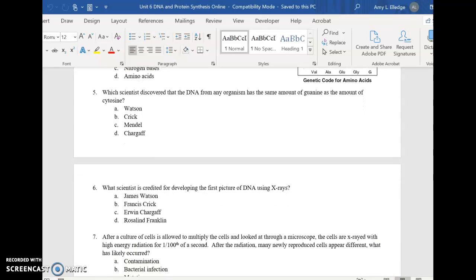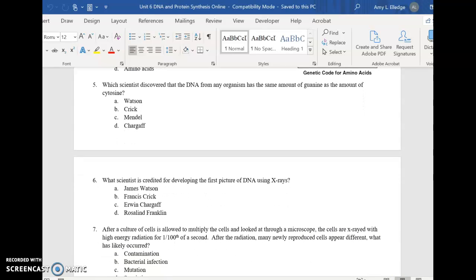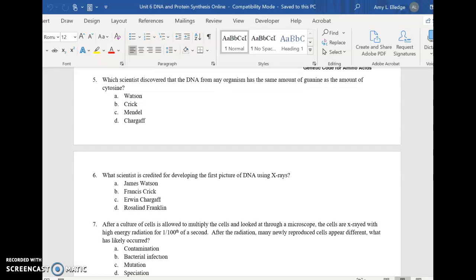Number 5, which scientist discovered that DNA from any organism has the same amount of guanine as cytosine? Well, that was Chargaff. So Watson and Crick discovered the structure of DNA. Mendel's a genetics guy. He wasn't even the DNA guy. All right, so Chargaff said there were equal numbers of C's to G's and A's to T's.